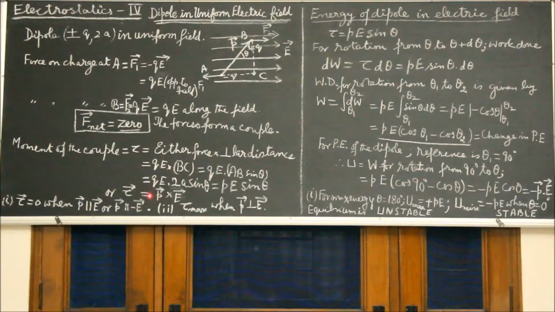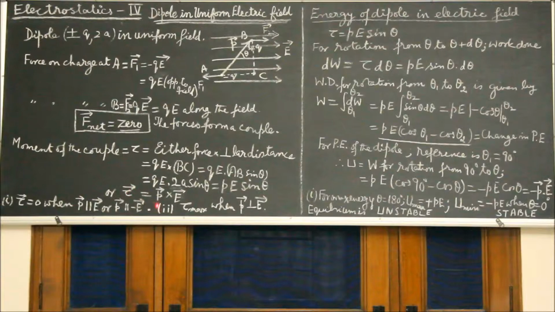So you can combine Q and 2A, the product is P. So the torque tau is PE sine theta. This is the moment of the couple experienced by the dipole in a uniform electric field. Or vectorially you can write tau equal to P cross E. Remember, the direction of the torque is given by the cross product rule as applied to P cross E.